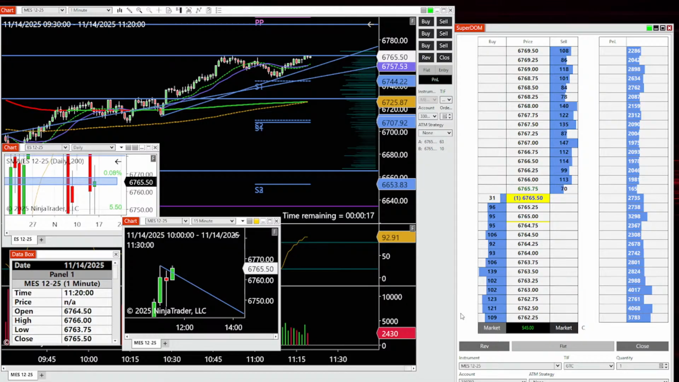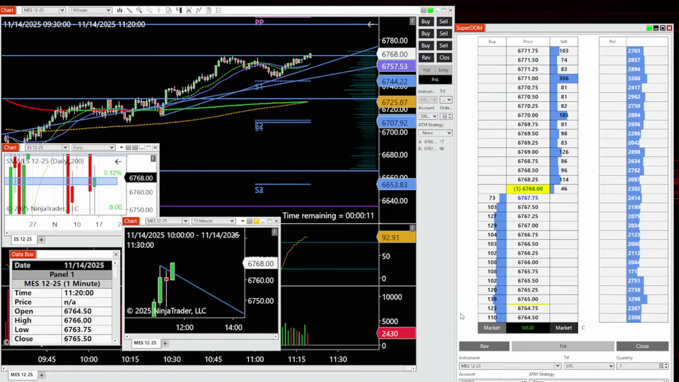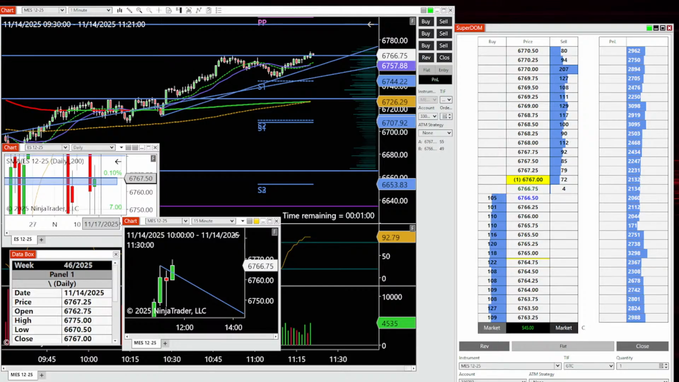We'll see, but I don't like breakouts. Don't like breakouts. And then there we go. I don't like them though. All right, we got to the other side of this.